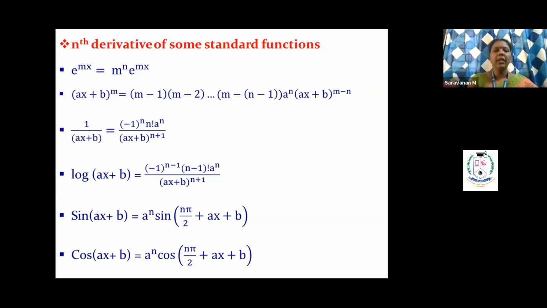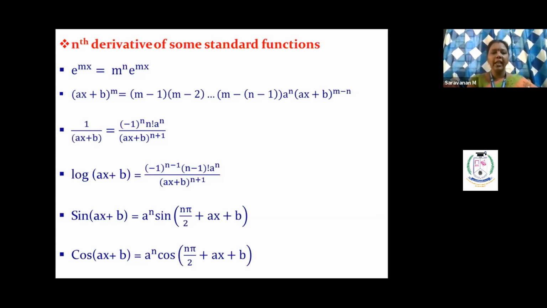Okay. And similarly, for (ax plus b) the whole power m, the nth derivative is m into m minus 1, m minus 2, and so on, up to m minus n plus 1. Always one term fewer than n we should write. Okay, we can't proceed up to m minus n. So m, m minus 1, m minus 2, and so on, into a power n, (ax plus b) the whole power m minus n. Okay, here m should be greater than n. M should be greater than n, right?